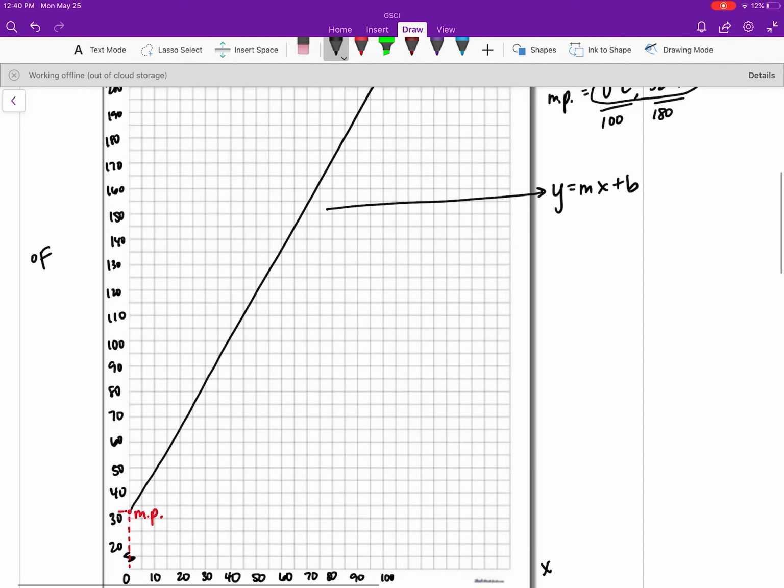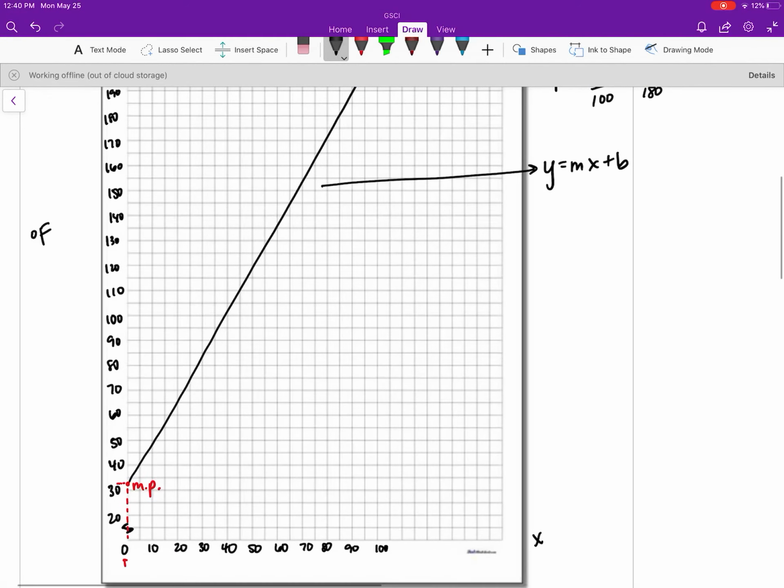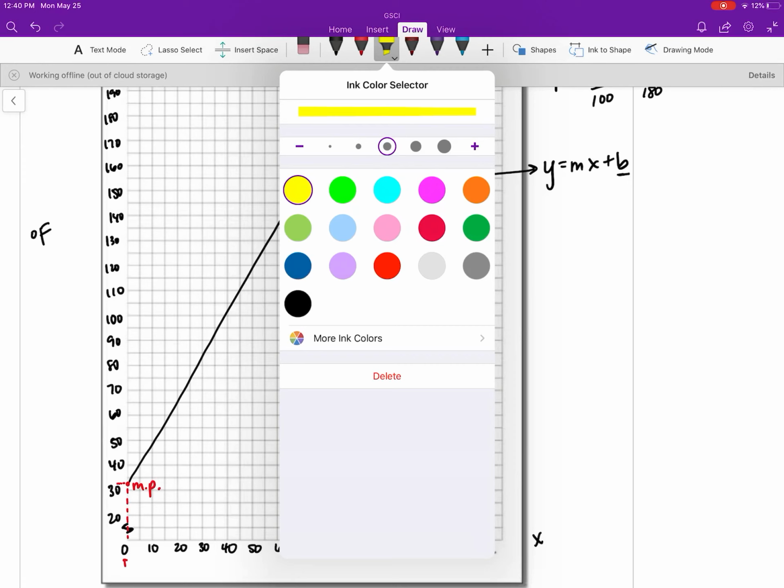So in order to solve for this, and we're going to do a lab on it, you have to know a few things. One is b is the y-intercept. It's where the line crosses x equals 0, which we just happen to know because that's this point right here.